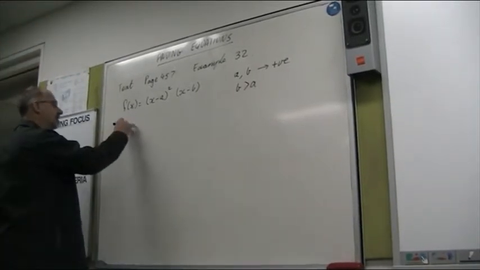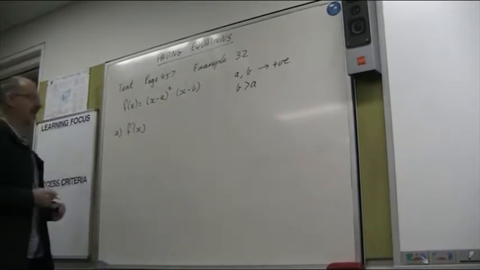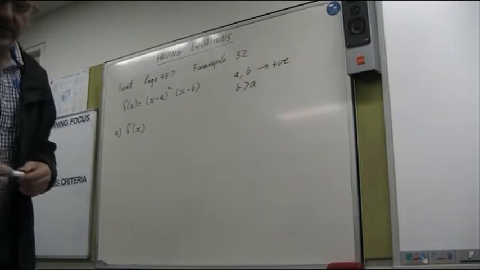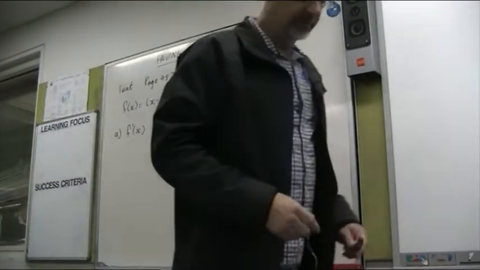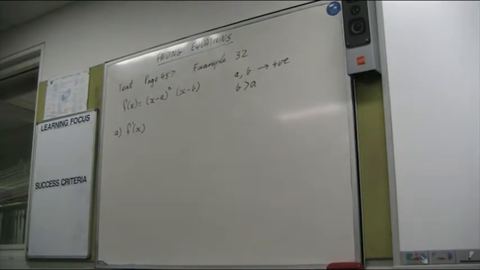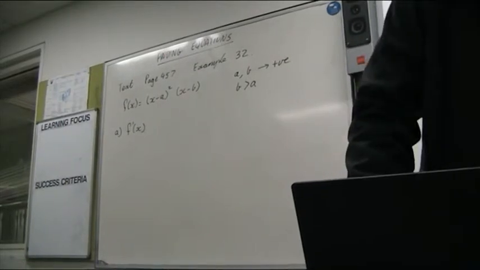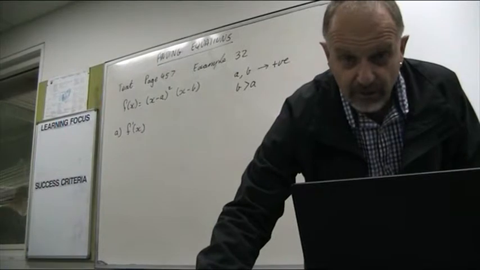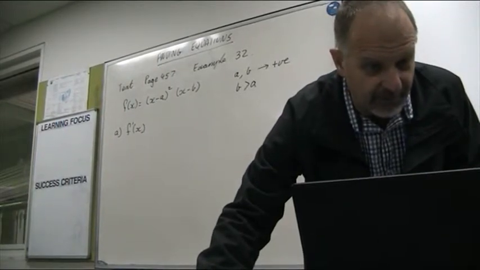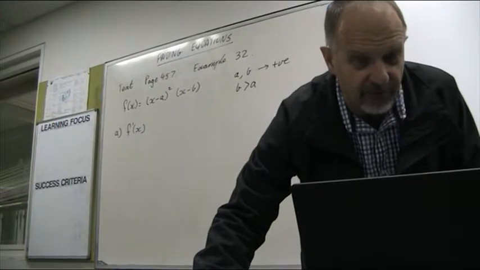So part A, we want to know what f dash x is. Now, we haven't actually done this using the calculator yet, but I will do this using the calculator, because last year on the exam there were questions that you had to use your calculator for to do this stuff, because they had some quite complicated functions. So in exam 2 last year, there was a bit of that. So just make sure that you know where to find all of that.